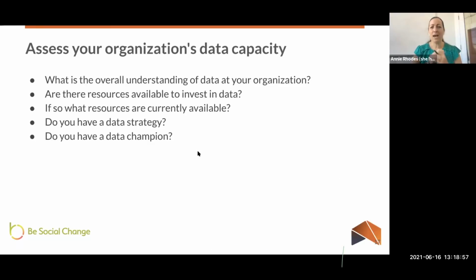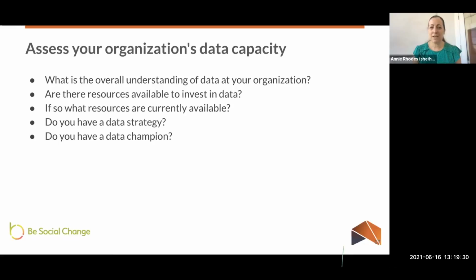Okay, I went really heavy. Now I'm going to go back up to a broader place of understanding. So we're talking about data. We're asking you to think about your data. We're asking you to invest in your organization's data. What's really important and what many organizations miss is understanding your data capacity. What is the understanding of data at your organization? Are there resources available to invest in data?